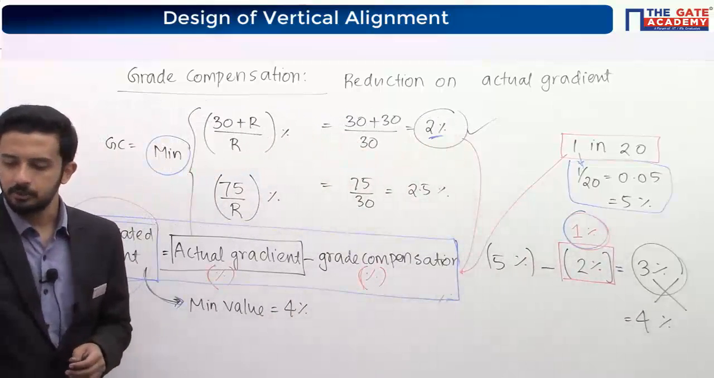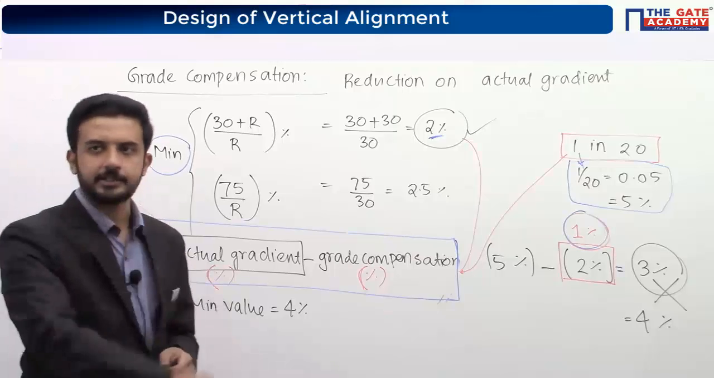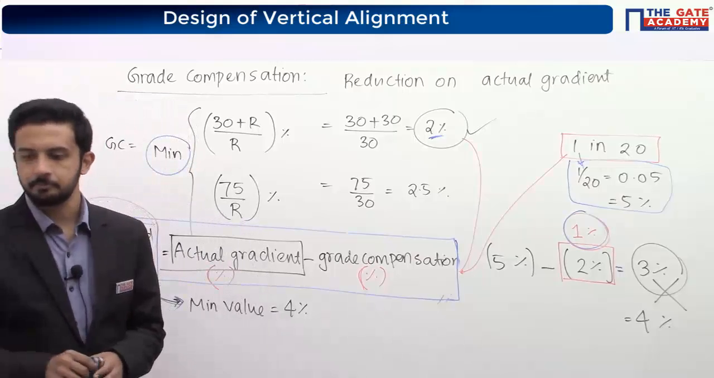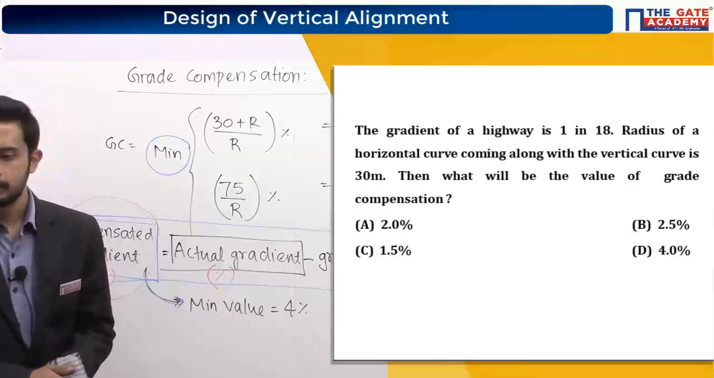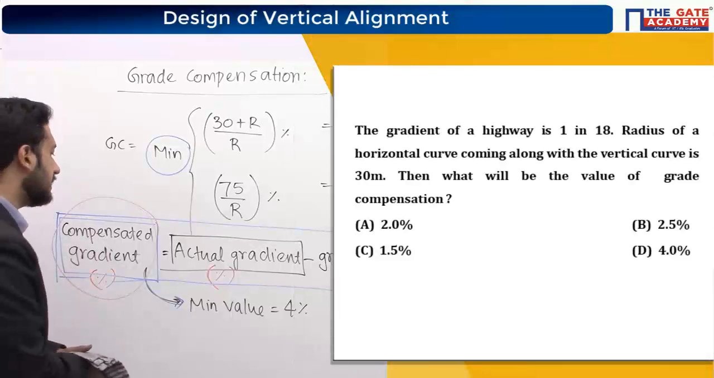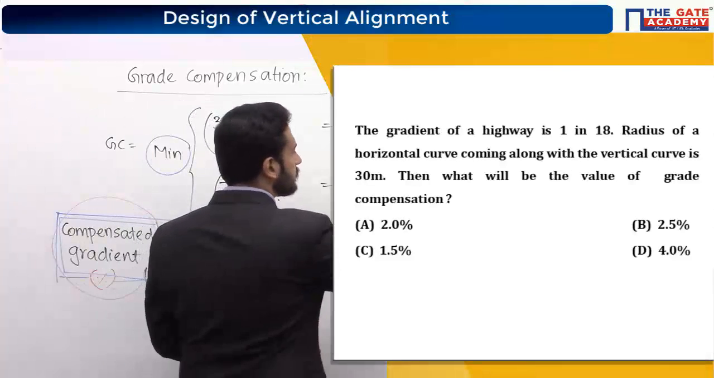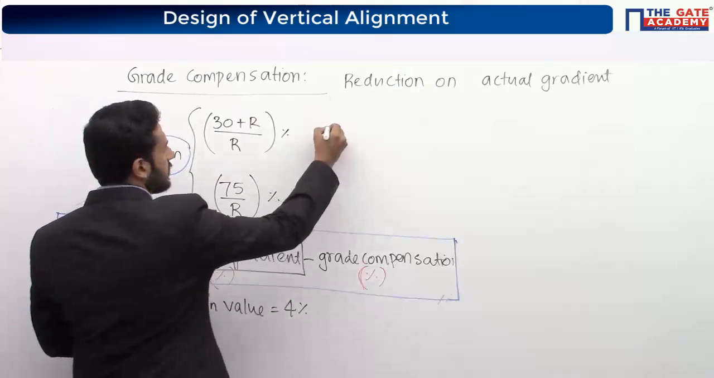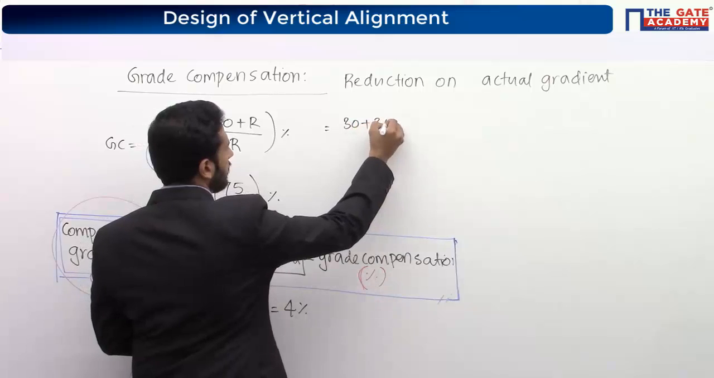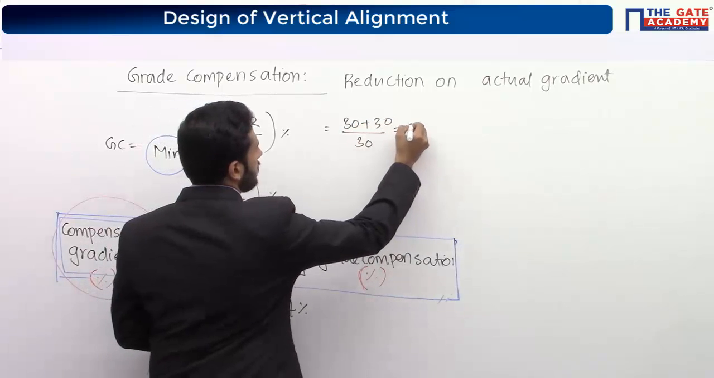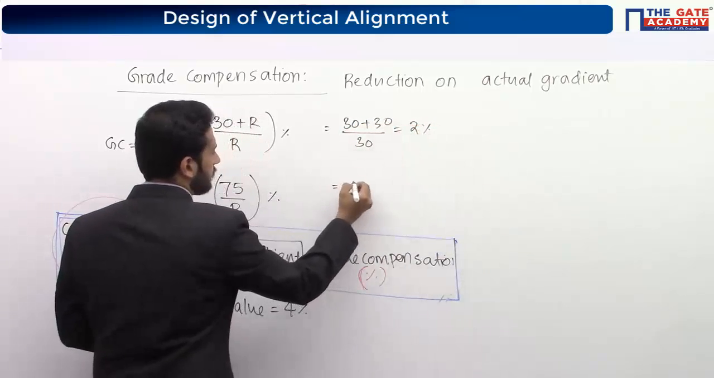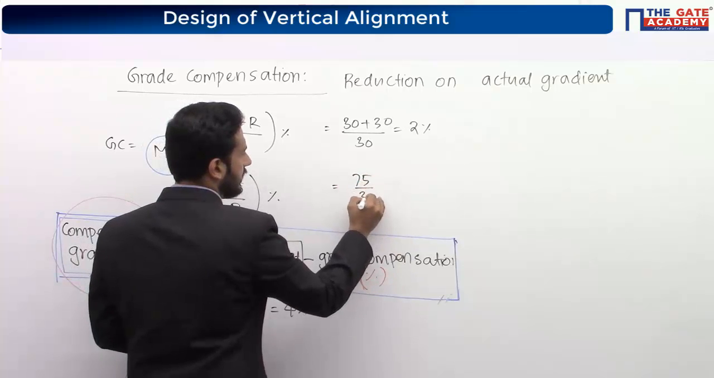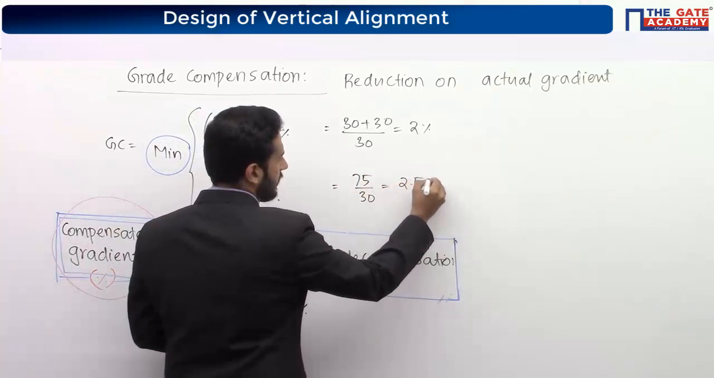Understood? Do one thing. Just take the next question also, just for your practice again. Try to do the next question. The gradient is 1 in 18. Just tell me what is the value. So radius is 30 meter here also, right? Okay, so 30 plus 30 by again 30. So 75 by 30, it will be 2.5%.